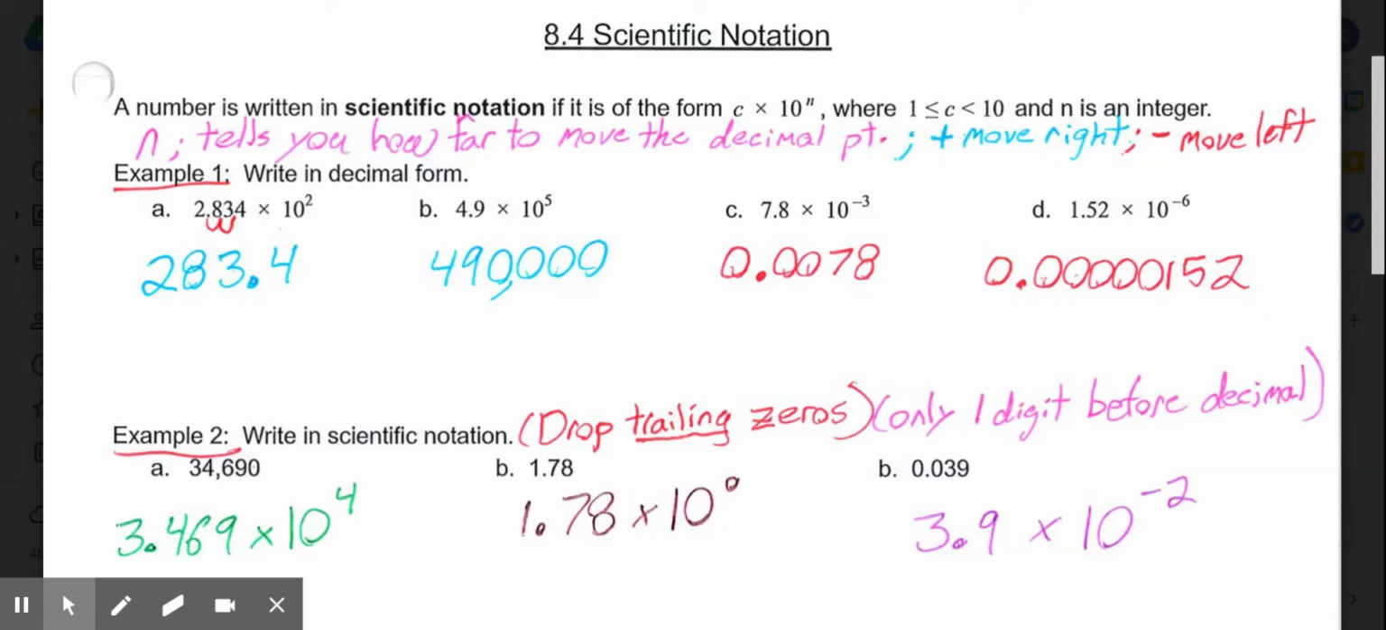Welcome to lesson 8.4, Scientific Notation.